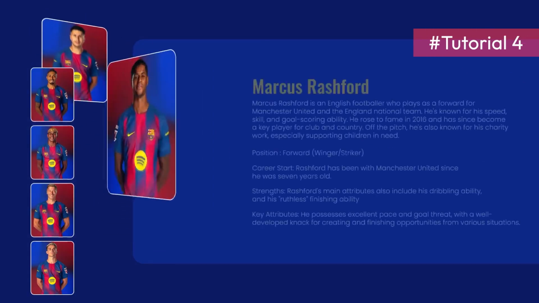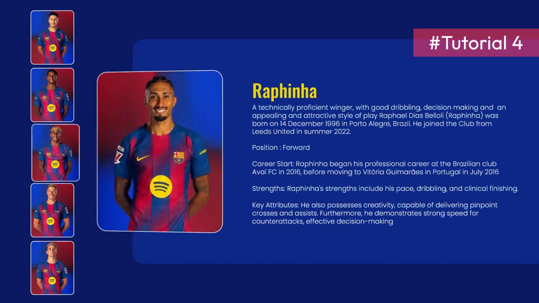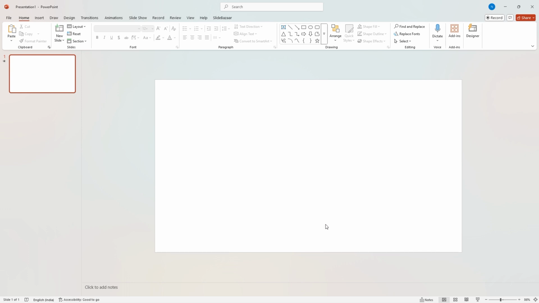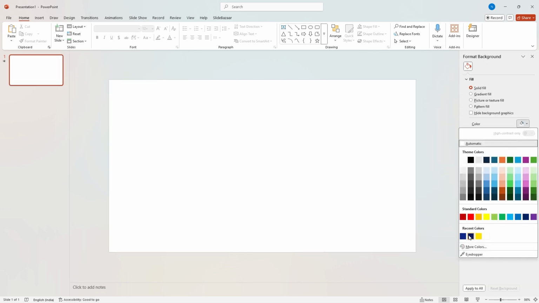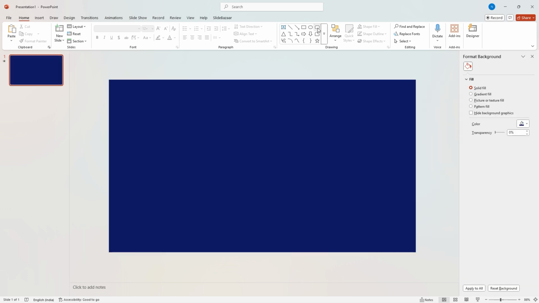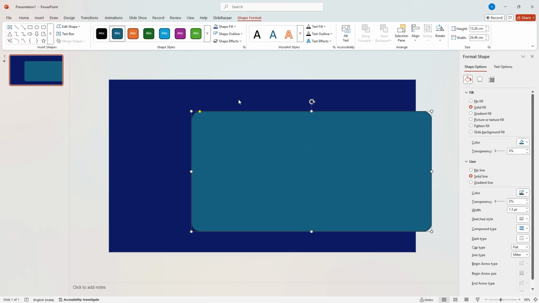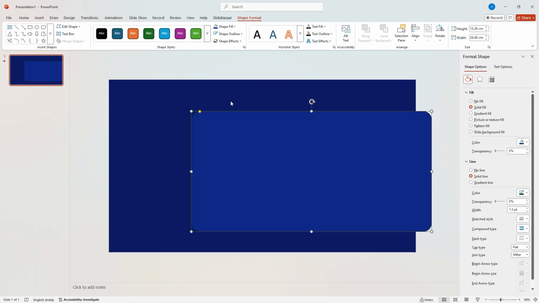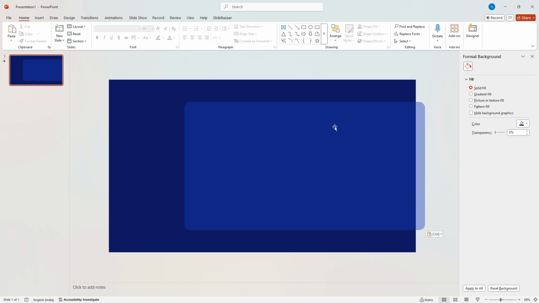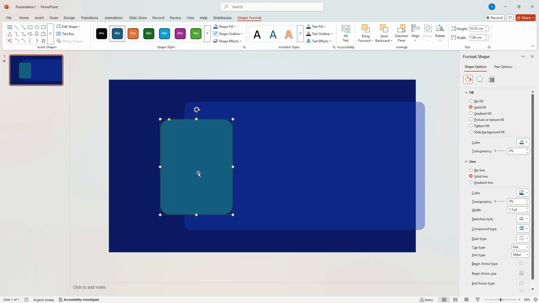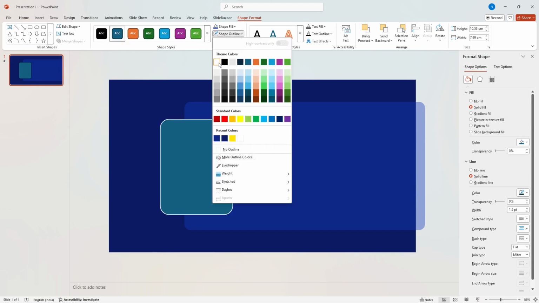Next up, this is the slide we're going to create. First, let's right-click the slide, go to Format Background to change the background color. Next, let's add a rectangle with rounded corners as shown. Change the fill color and change outline to no outline. Then, insert another rounded rectangle as shown. Change the outline color to white.